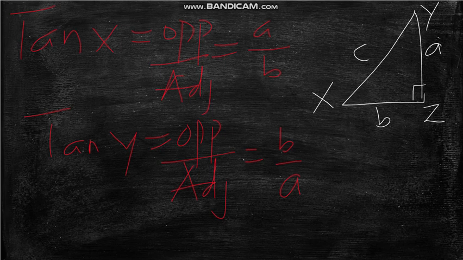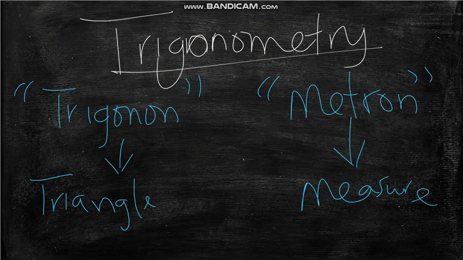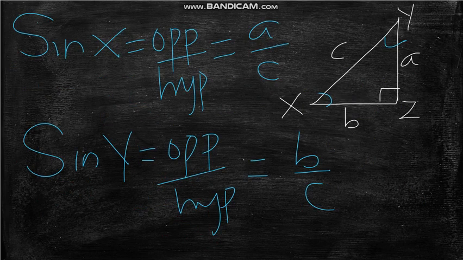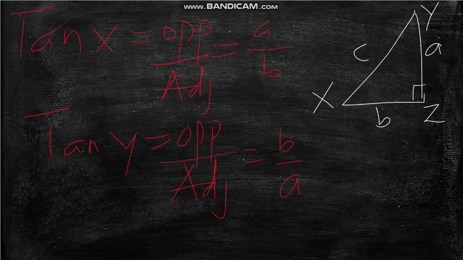So this is just the basic introduction of what we'll be looking at in this lesson. Trigonometry, we said, is from two Greek words, trigonon and metron, that is the measure of triangles. So we've reminded ourselves of SOHCAHTOA, sine, cos, and tan, and the measure of different angles given a right angle triangle. In our next lesson, we'll be looking at some examples.